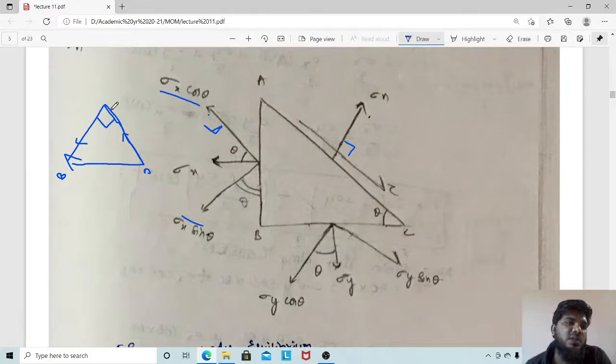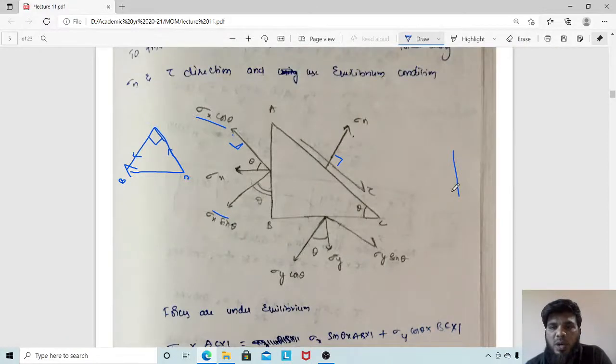So one is sigma x cos theta, another is sigma x sin theta. So I have clearly mentioned this. Now take sigma y. Your sigma y is traveling from up to down. Okay, your sigma y is traveling from top to bottom.